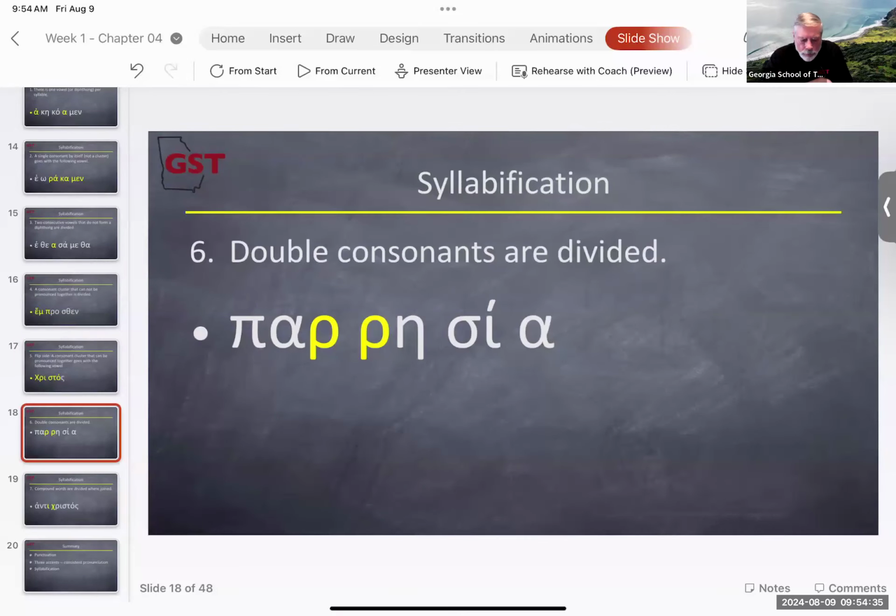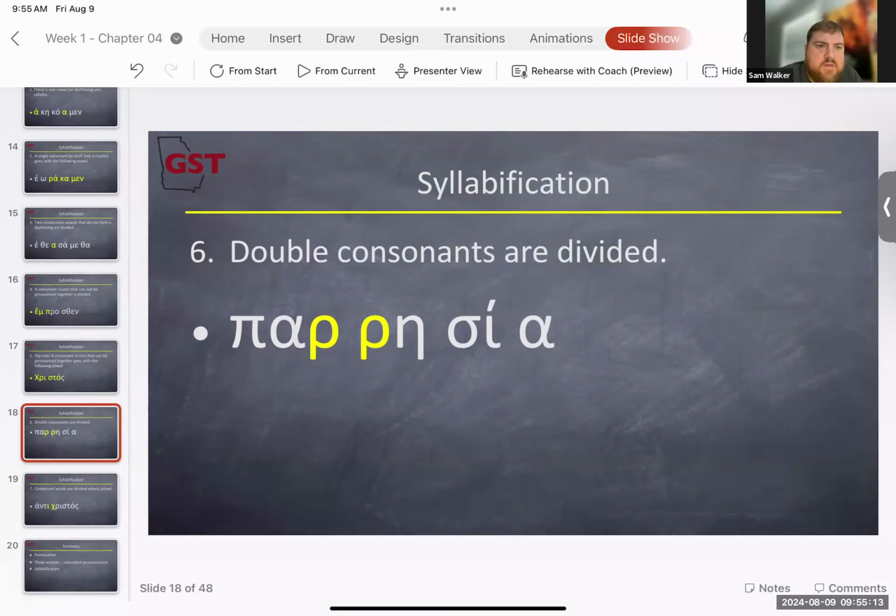All right. Now, when double consonants are side by side, they would be divided. And so it'd be part of two different syllables, right? So here you have two rhos side by side, and so they would be divided in terms of syllabification, in terms of pronunciation, so you don't make two rho sounds together. So it's par, re, si, a. How many syllables are in this word?